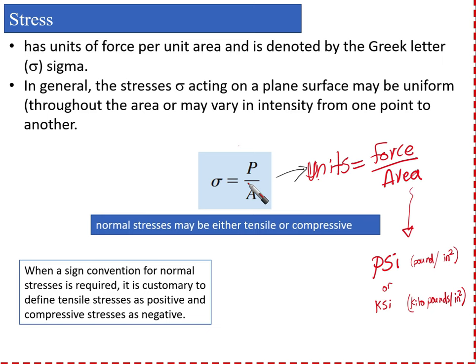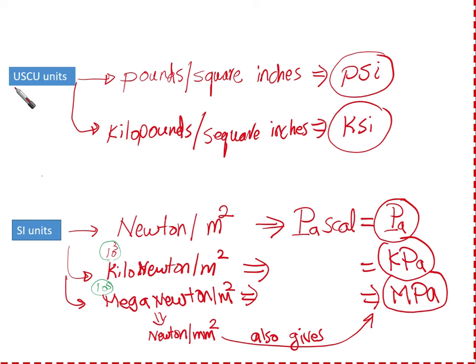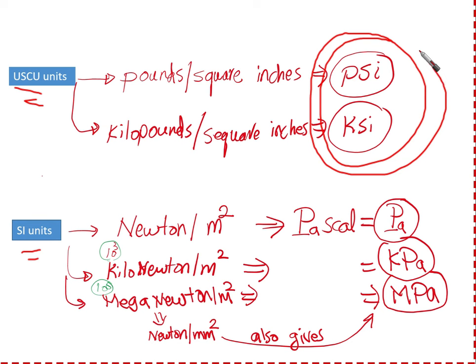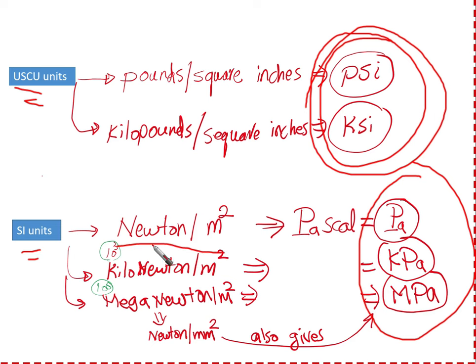And after that we mentioned the most customary units used, whether it is for the United States or for the System International. PSI and KSI are the most commonly used for the United States. For System International we use Pascal, which originally means Newton per meter squared, or megapascal, for example, which means Newton per millimeter squared or meganewton per meter squared.